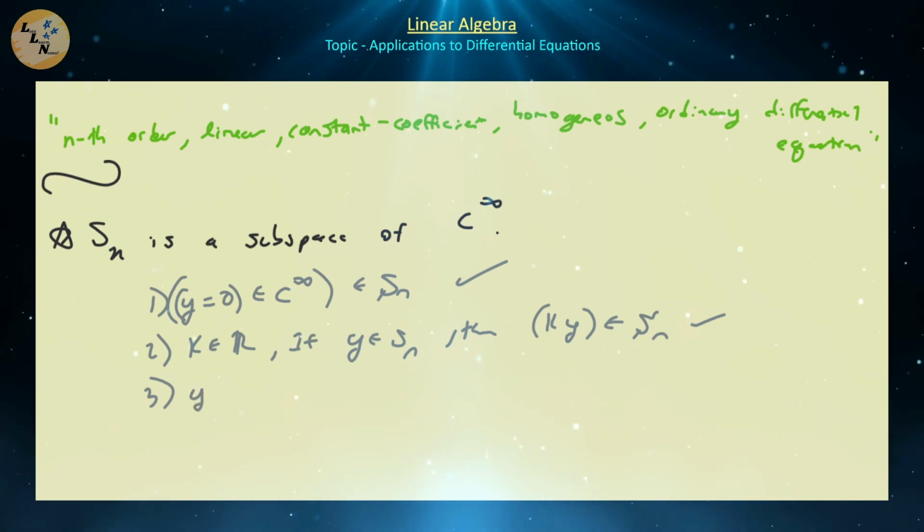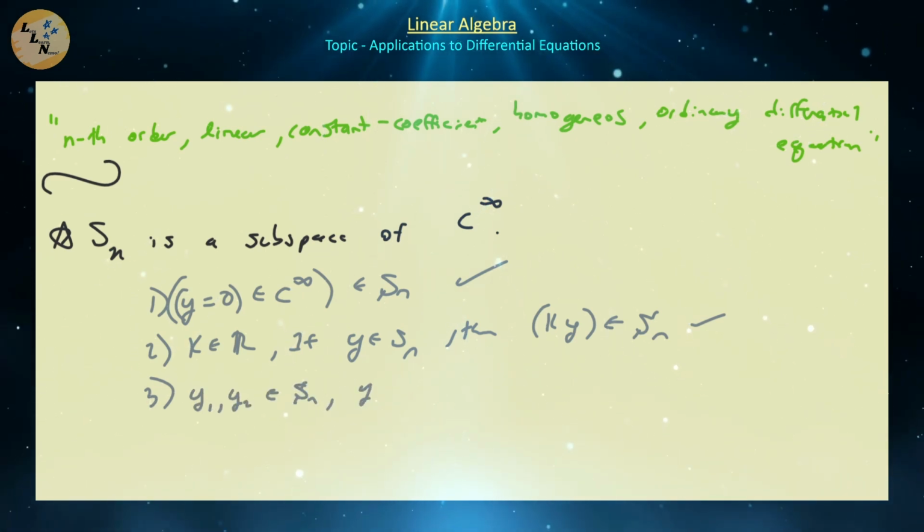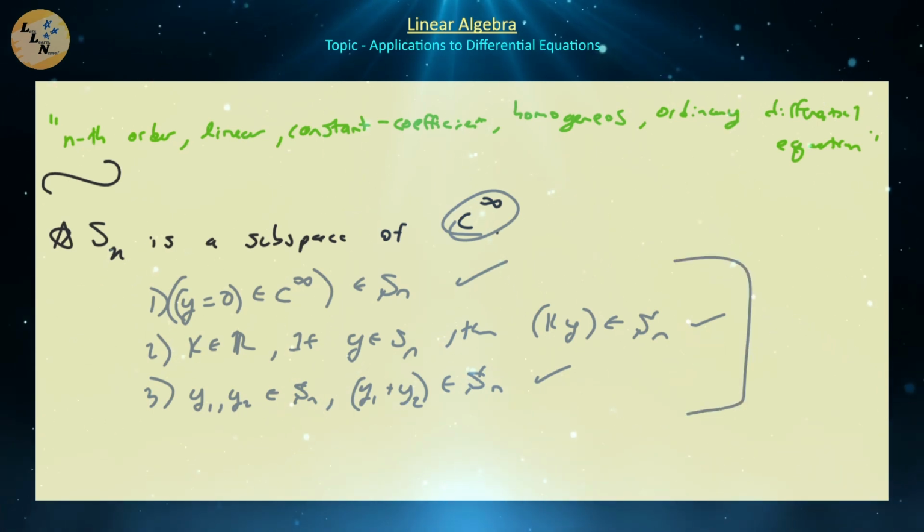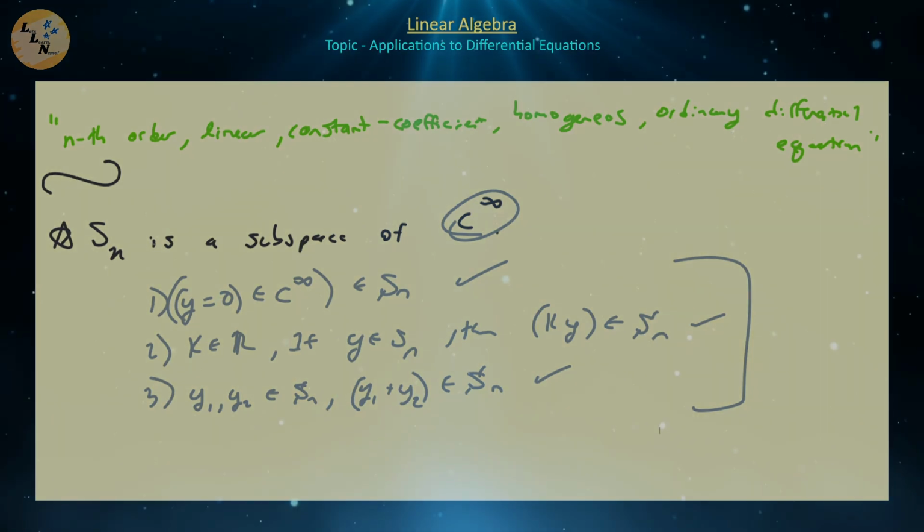And thirdly, if y_1 and y_2 both belong to S_n, one should be able to show that the sum of y_1 and y_2 also is going to be in S_n, right? So it's closed under scalar multiplication, it's closed under vector addition, and the 0 vector belongs there. And since C infinity is a vector space, let's say by axiom, and these three properties are satisfied, we have that S_n is a subspace of C infinity.